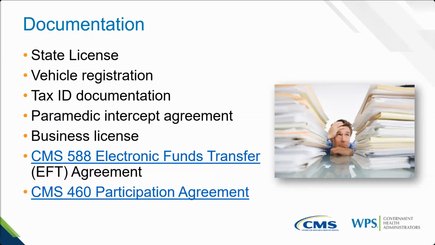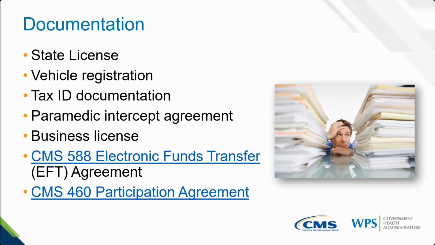So the documentation that we're going to need when these are being submitted, either for an initial or revalidation, and sometimes a change. State license, we need that for initials. We'll ask for that for revalidations. We'll ask for that if something has changed regarding the license. If nothing has changed regarding that license, we're not going to need it. Vehicle registrations, again, if you're adding a vehicle or you're reporting that vehicle on a revalidation, we're going to need a copy of that registration. We'll need tax ID documentation.